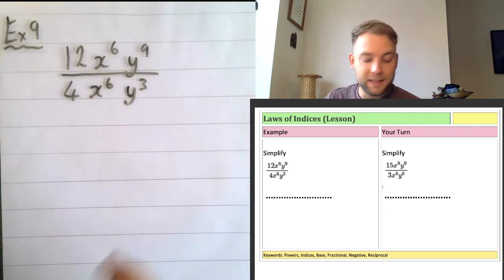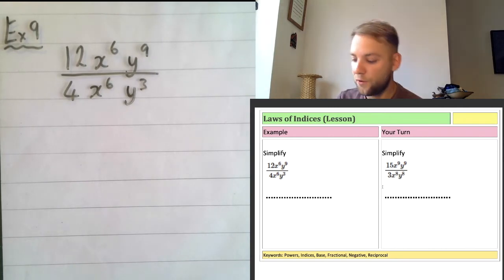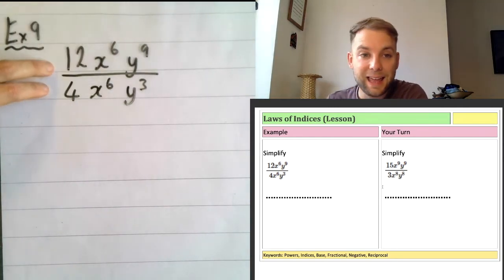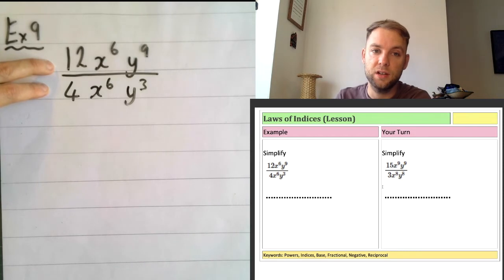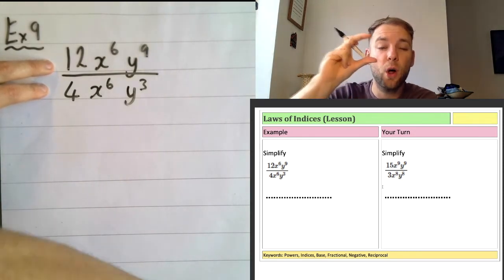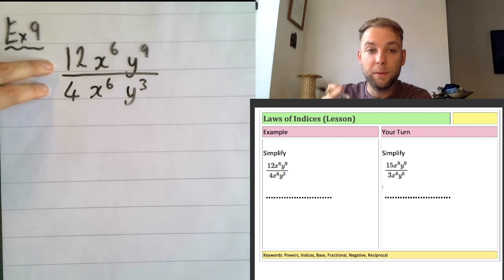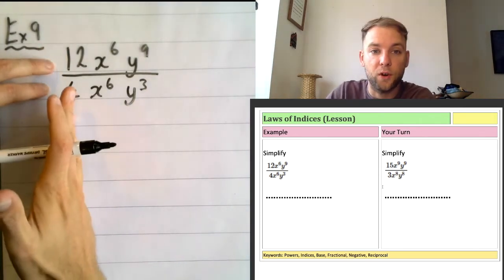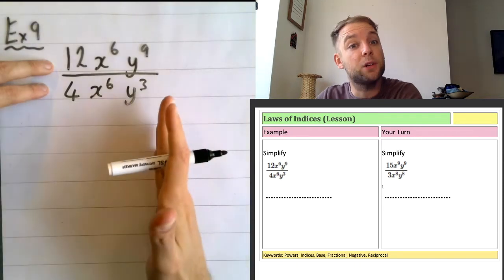Now, there's a few things that make this tricky. The first thing is that this here is just a division. It's 12 divided by 4. So you're not subtracting. These are actual whole numbers. So when I'm doing this, I have to do them in stages. You do the numbers first, then I'm going to do the x's, then I'm going to do the y's.